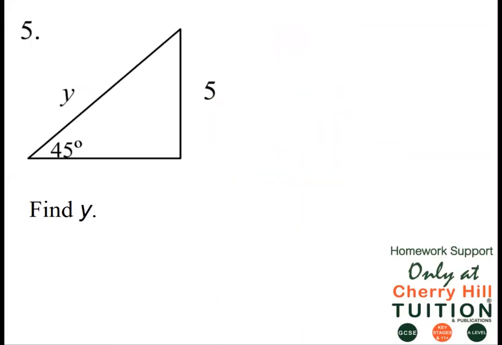Question 5, we have another right angle triangle and we need to use a similar method to the one we did before and work out y. So let's start by writing down SOHCAHTOA and then also labeling our triangle. So the opposite is here because it's opposite theta. This is the hypotenuse and this is the adjacent.